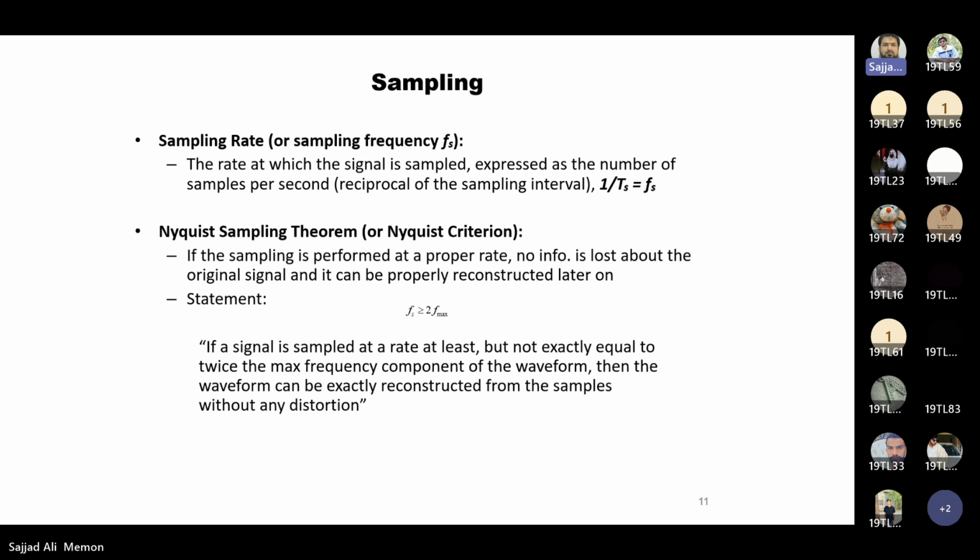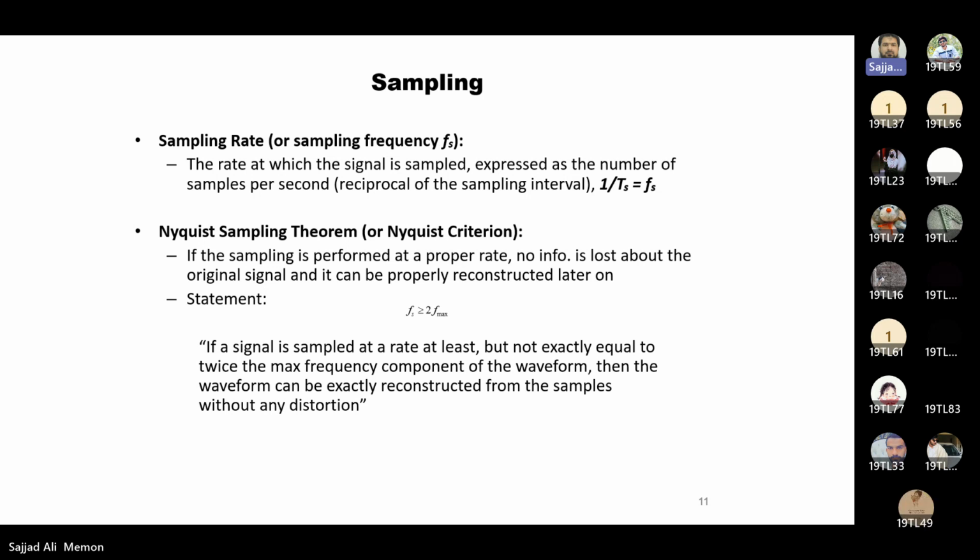So the sampling rate or sampling frequency, the rate at which the signal is sampled, is expressed as the number of samples per second, reciprocal of the sampling interval. So one rate is determined from the highest frequency component of the signal, that we say f of m, that is the maximum frequency component in the signal, and another is sampling rate, that is how many samples we have per second.